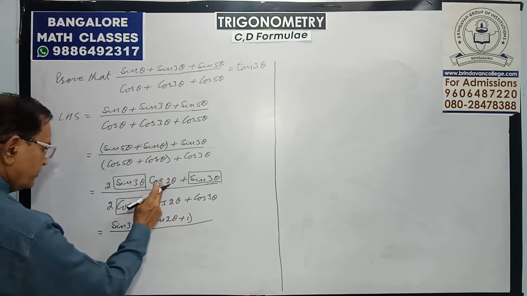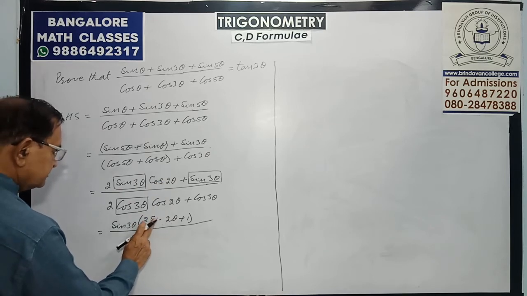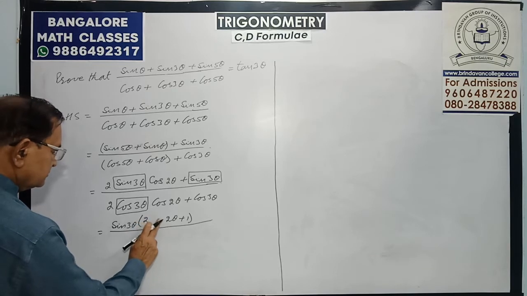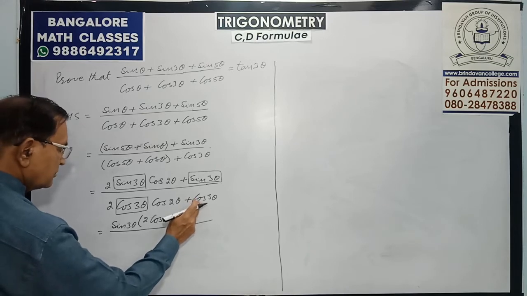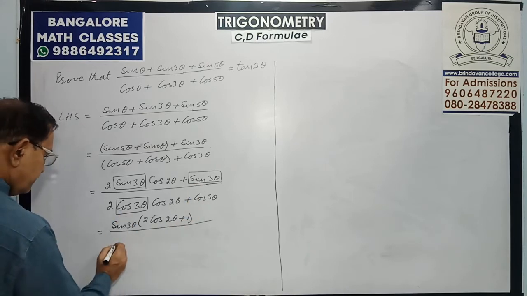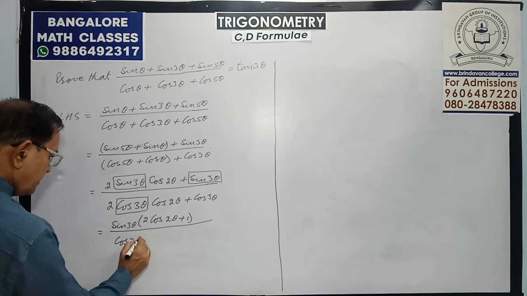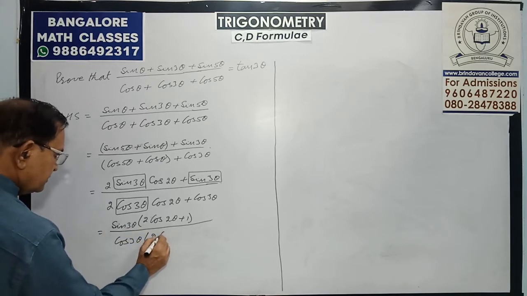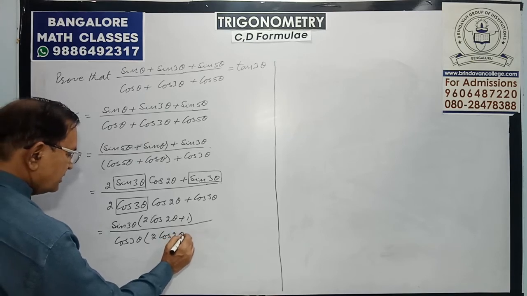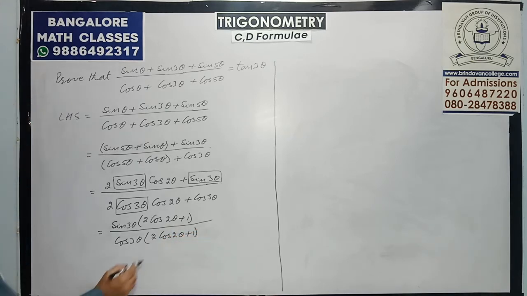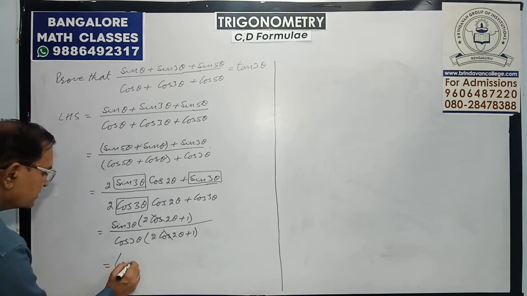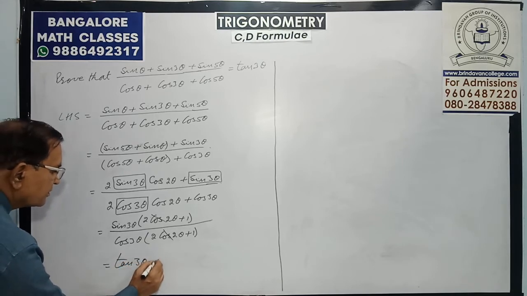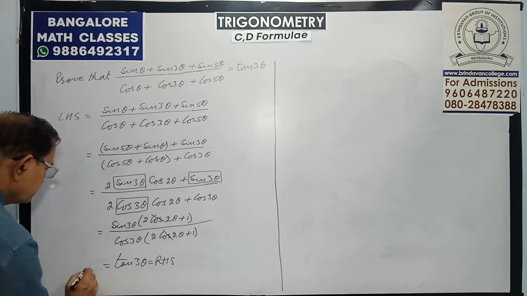Sin 3 theta we can take common. Here we will get 2 cos 2 theta plus 1. Here we can take cos 3 theta common, 2 cos 2 theta plus 1 in the denominator. Then this is what we can cancel. We are left with sin 3 theta by cos 3 theta, that is tan 3 theta, equals RHS.